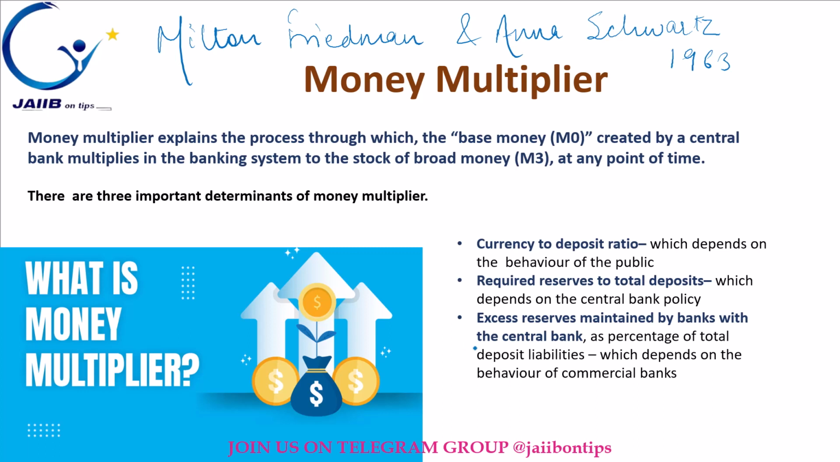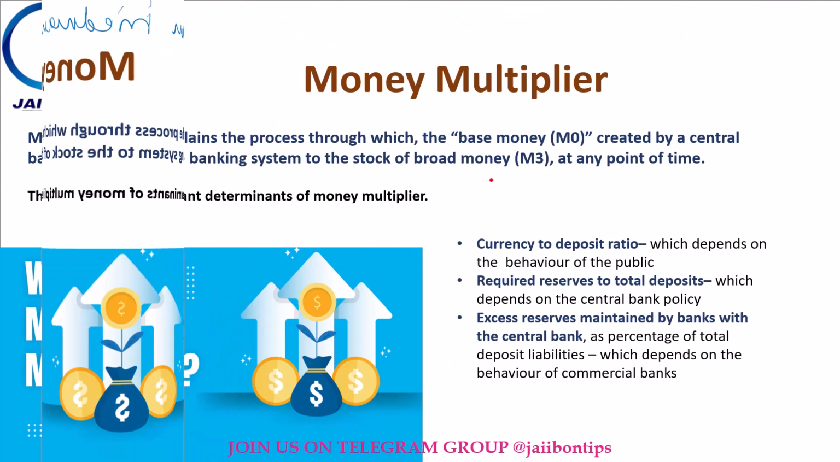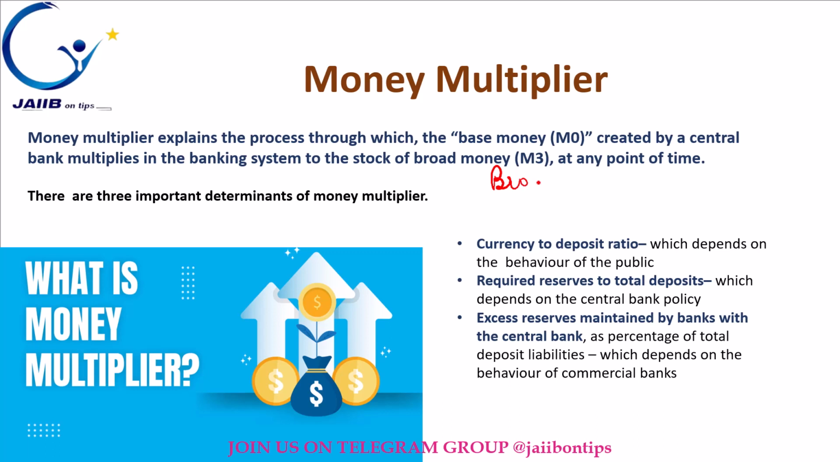Second is required reserves to total deposits. It is the percentage of deposits that banks must keep as reserves, set by the central bank. And the third is excess reserves held by banks. It is the extra reserve banks choose to keep with the central bank beyond the required amount. Right. So the money multiplier is calculated as broad money, that is M3, divided by base money, which is M0.